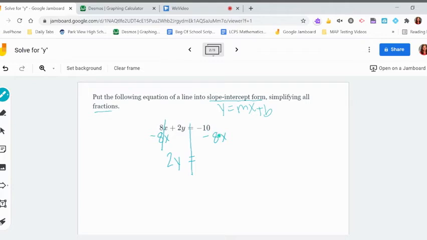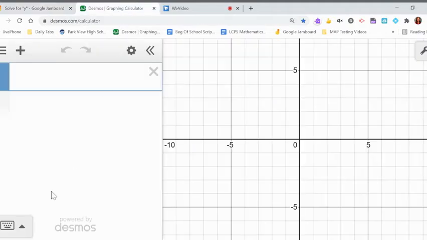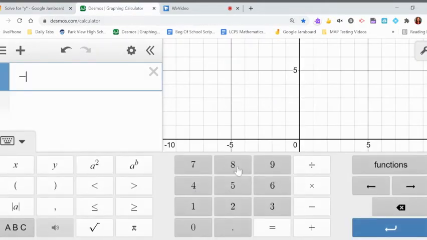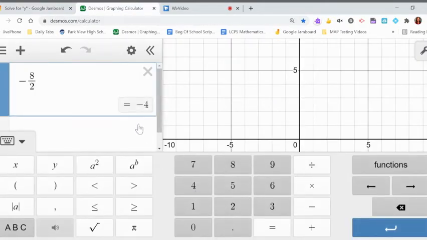Again, it doesn't matter which one you put first as long as you don't combine them. So I'm going to put negative 8x minus 10. These are not like terms. My last step is going to be to divide by that y coefficient. So I'm going to divide everything. I like to write it like this so you can see all that division that needs to be done. 2 divided by 2 will cancel. Y equals negative 8 divided by 2. And if you need to type that in over here, negative 8 divided by 2 gives me negative 4.